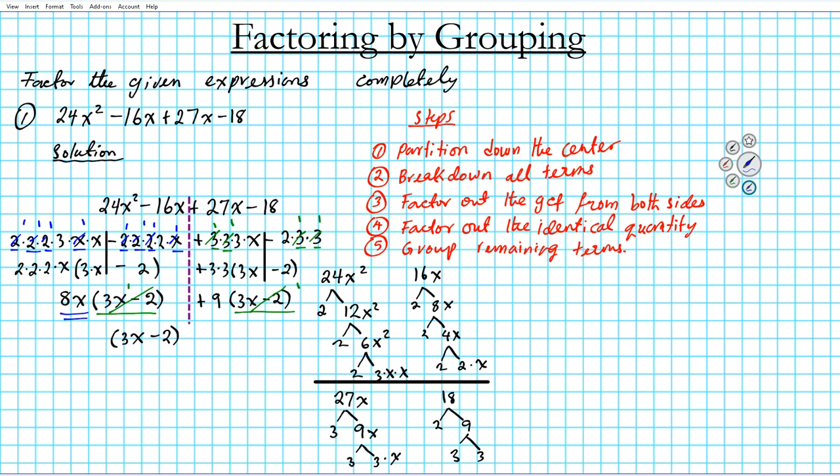Now, you notice that you still have two terms on both sides of the partition left. You have 8x and 9. Guess what? Step number 5, you group those two terms together. 8x plus 9. Ladies and gentlemen, that is your final answer. Let's just write it down here. Your final answer is 3x minus 2 times 8x plus 9. So that's how you factor by grouping.